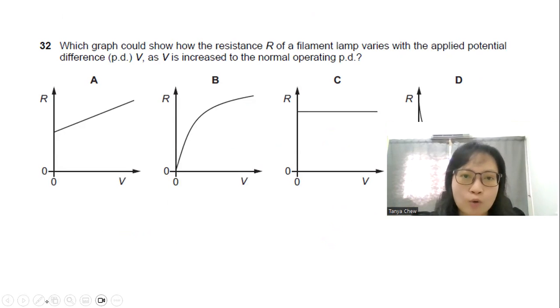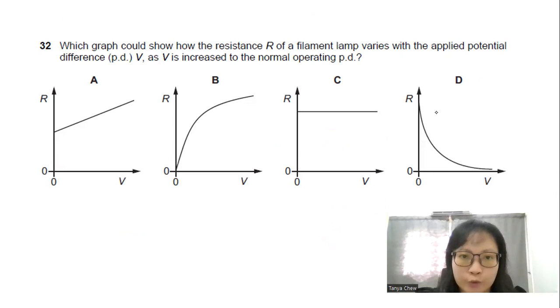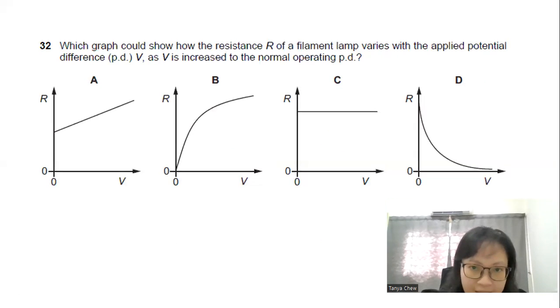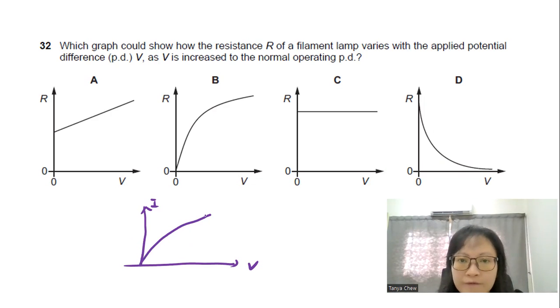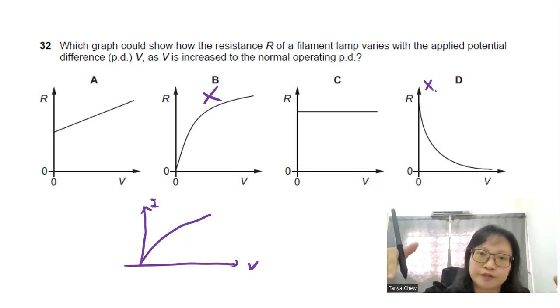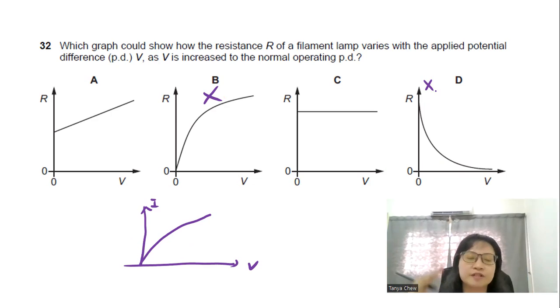Question number 32. Which graph could show how resistance R of the filament lamp varies with the applied potential difference PD V as V is increased from normal operating PD? So when the potential difference increases, the resistance of the filament lamp will increase as well. Remember that. The IV graph is like this for a filament lamp, increasing like that. But the filament lamp needs to have its initial resistance. So B is wrong. And D is wrong as well because the resistance decreases. That is not right for a filament lamp because the resistance will only increase as V is increasing. Therefore, the answer is A. C is wrong because resistance is not constant all the time.